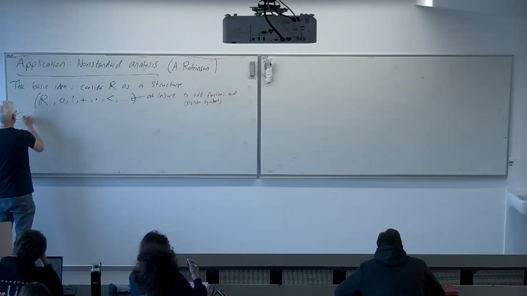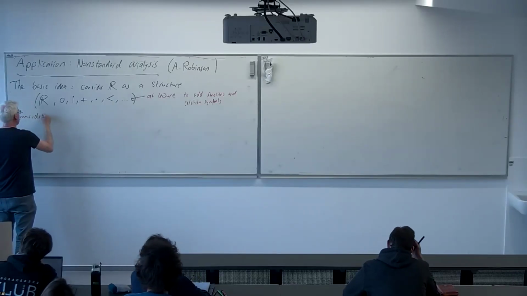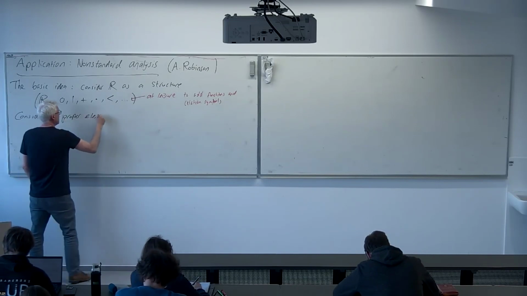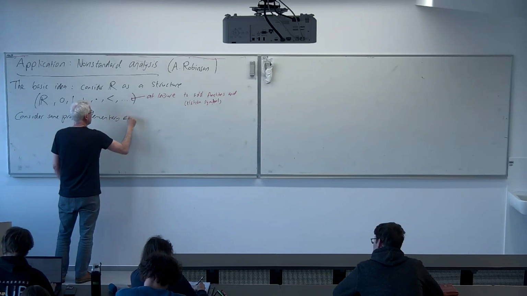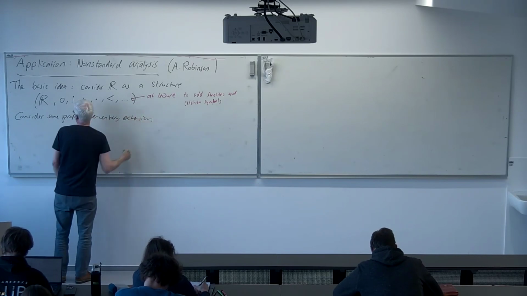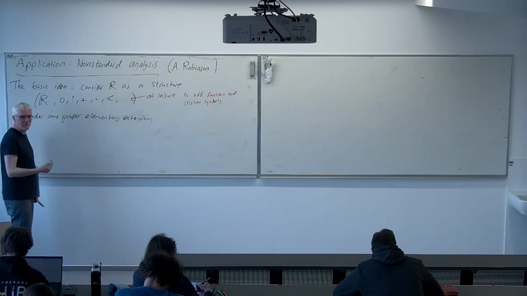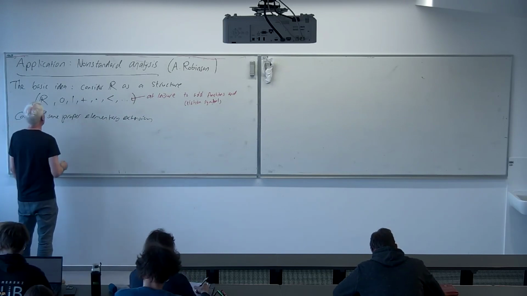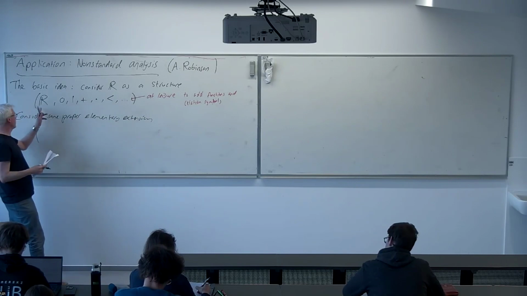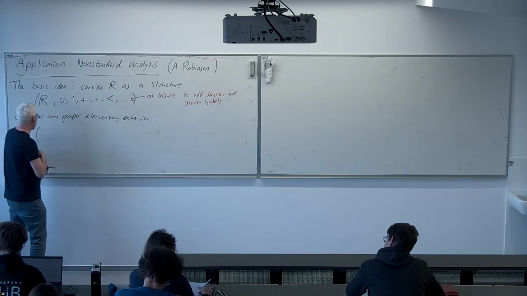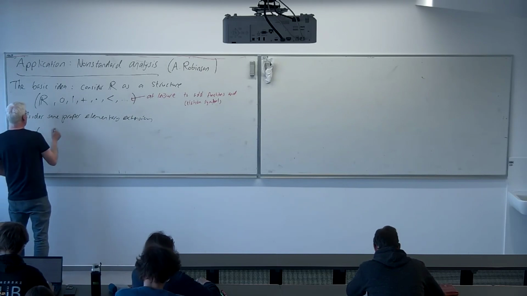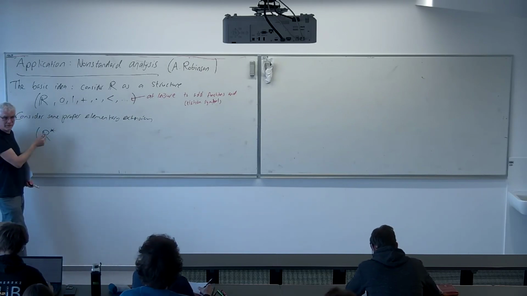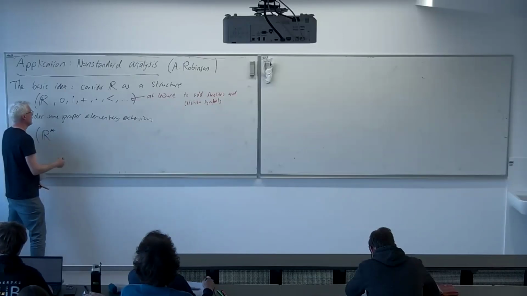So consider some proper elementary extension, as is guaranteed to exist by the proper elementary extension theorem. Of course, in this case, it can't be countable because we're starting off with an uncountable structure, but it can still have the same cardinality as the real numbers. So this is typically called R star, the extended real numbers.